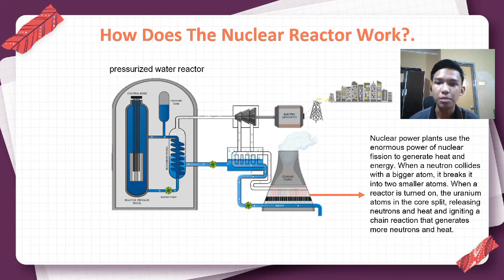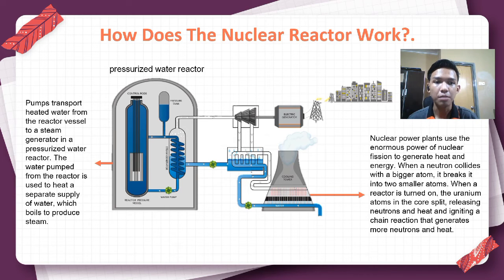The first step, nuclear power plants use the enormous power of nuclear fission to generate heat and energy. When a neutron collides with a bigger atom, it breaks it into two smaller atoms. When a reactor is turned on, the uranium atoms in the core split, releasing neutrons and heat and igniting a chain reaction that generates more neutrons and heat.